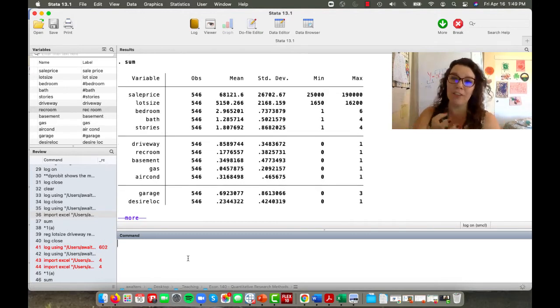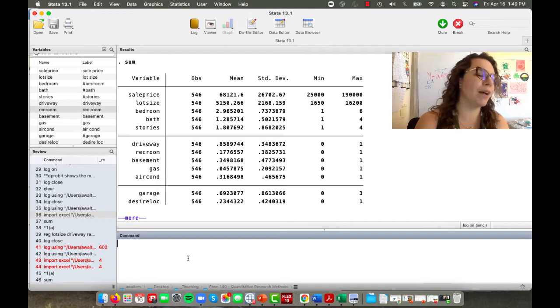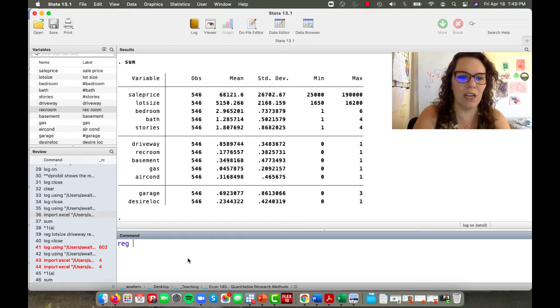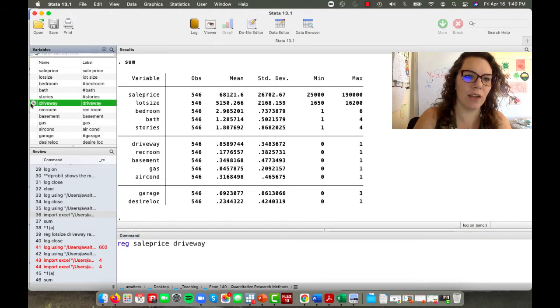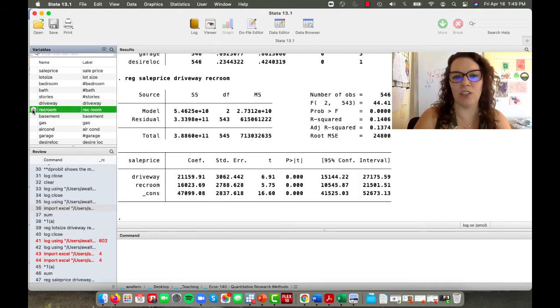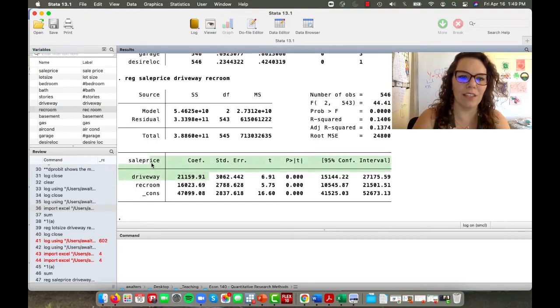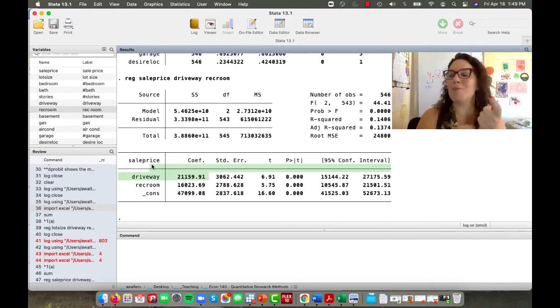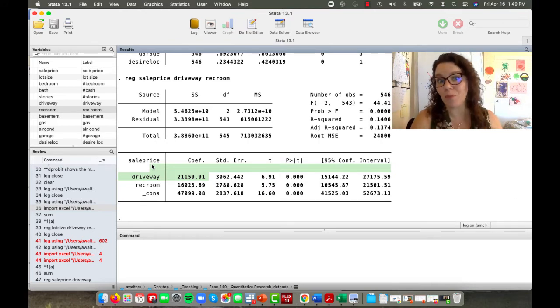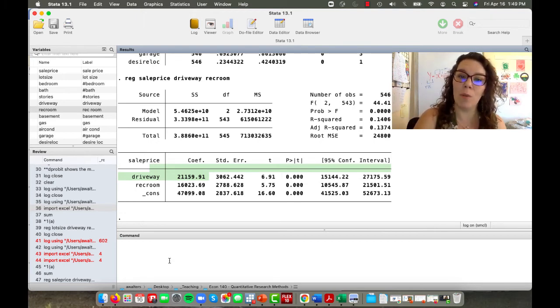And we're not going to use every variable in the data set for this lab, but we'll use a couple of them. So the first thing I want to do is run a regression of sale price on my first 2 dummy variables, driveway and rec room. And then I want to interpret the results. The marginal effect of driveway on sale price is not how we interpret a dummy variable, right? It's not marginal. It's either there's a driveway or there's not. So the presence of a driveway is going to tend to increase a home's sale price by $21,000. The presence of a rec room is going to tend to increase the sale price of a home by $16,000.